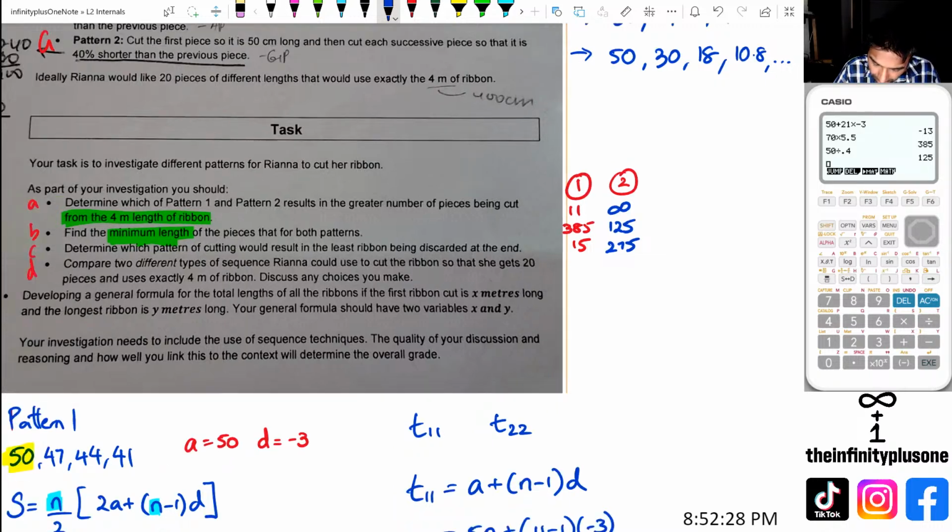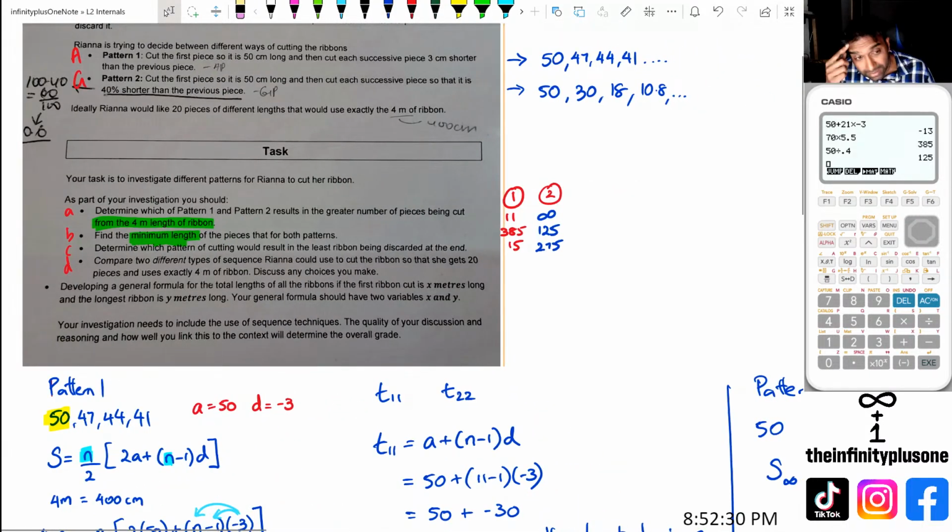Right, so that is pretty much part A, B, and C. I think we've done. And now we're just going to take a moment to have a look at question D, which is to compare the two different types of sequences. And then I'll go through the question for that.